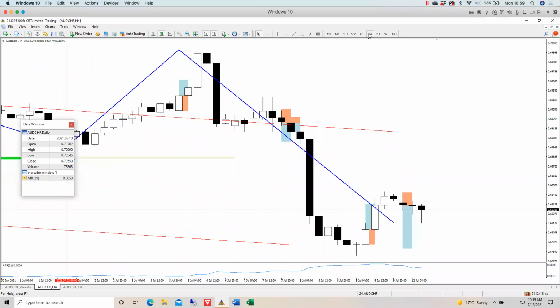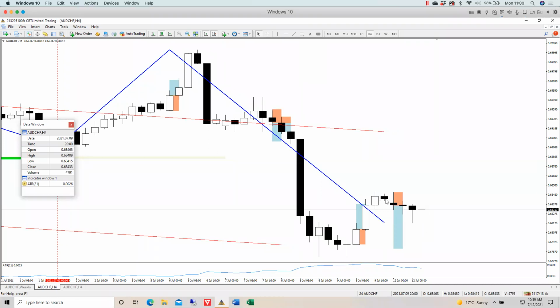Also, just to point out that it was after a valid pullback, clearly a valid pullback. So remember how we score inside bars, that's got a score of 1, but the valid pullback is immediately a score of 2. So with a higher high and a higher low on this pullback candle. Okay.